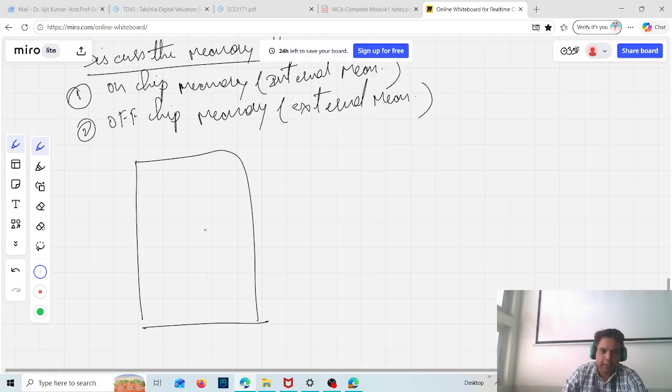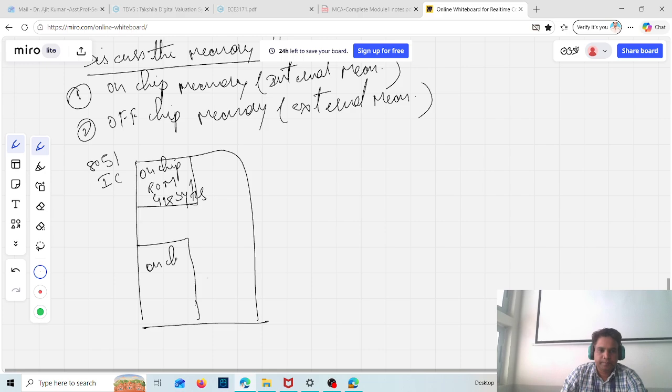Okay. So we have this 8051 IC. On-chip, there is on-chip ROM, whose capacity is 4 kilobytes. And then we know there is also on-chip RAM that we have studied, whose capacity is 128 bytes. These both ROM and RAM are on chip.